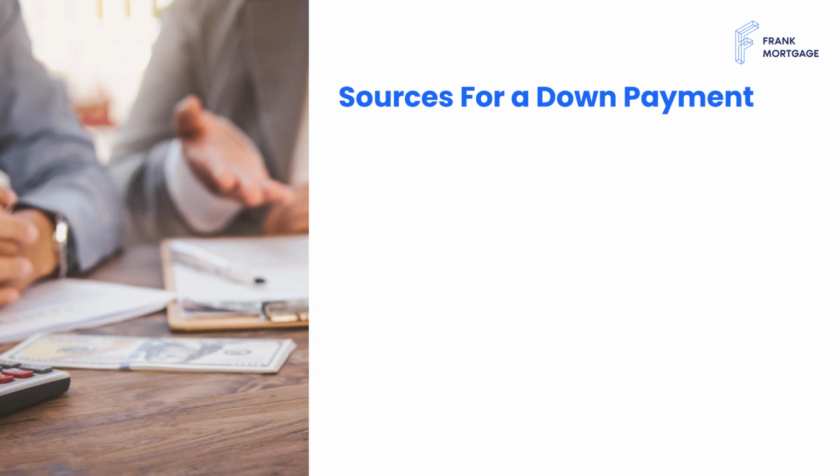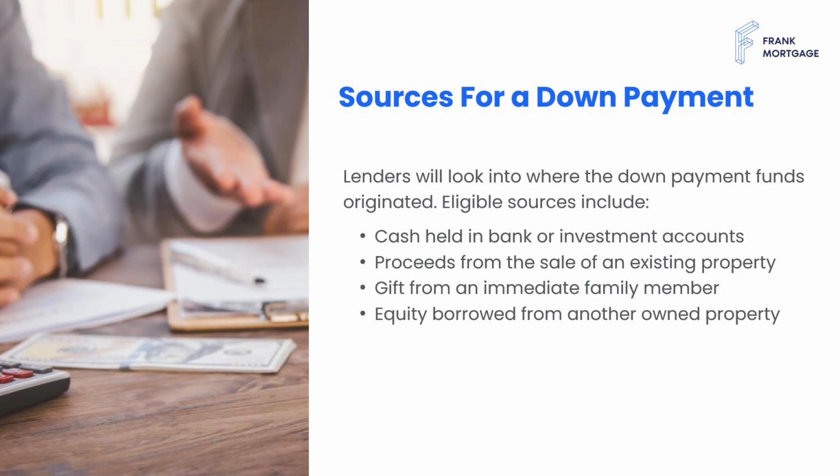So what are the eligible sources for a down payment? Lenders will look into where the down payment funds originated. It's part of their due diligence, part of their anti-money laundering obligations, and that sort of thing. So it's a regulatory requirement for them. The eligible sources include cash that you currently hold in bank or investment accounts. They'll look at your statements, make sure they know where that money came from, and hopefully they'll see that it's been in your account for some time.